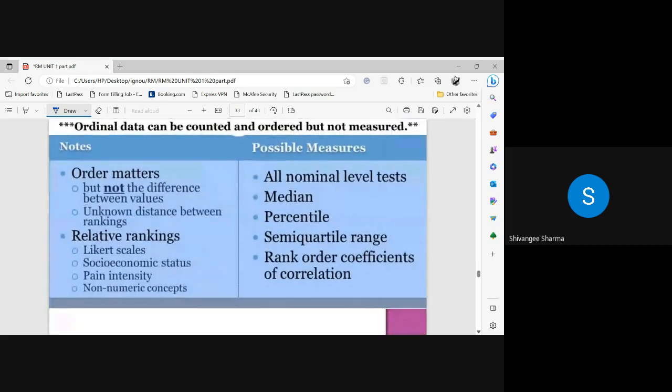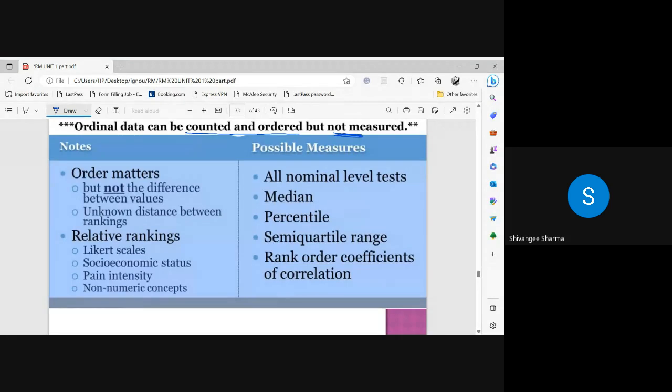Now, what measures you can do: in the previous one, nominal scales, we cannot add, subtract, or multiply. They are just representing. You cannot add 2 plus 1 and get 3, where 1 is male and 2 is female. You cannot add that. So in ordinal, data can be counted or ordered, but it cannot be measured, right?